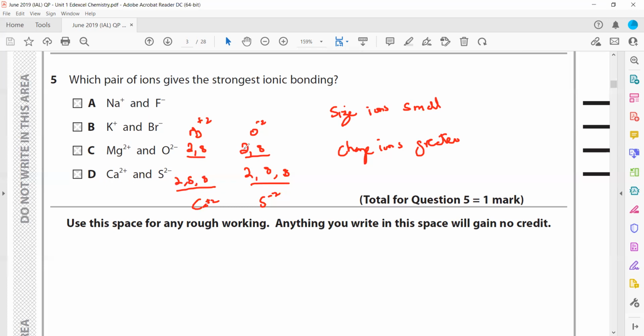So when we check magnesium oxide or calcium sulfide, magnesium oxide is smaller in size, like magnesium is having 2 shells, oxygen is also having 2 shells. So the ions will be closer to each other. As a result, when these ions are closer to each other, they will have a strong attraction. And when they have a strong attraction, the bond will be stronger. That's why magnesium oxide will have a strong ionic bond.